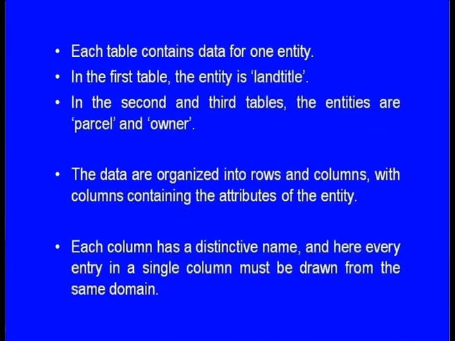So, what we can say is that each table contains data for one entity. In the first table, the entity is land title. In the second and third tables, the entities are parcel and owner. The data are organized into rows and columns, with columns containing the attributes of the entity. Each column has a distinctive name, and every entry in a column must be drawn from the same domain.